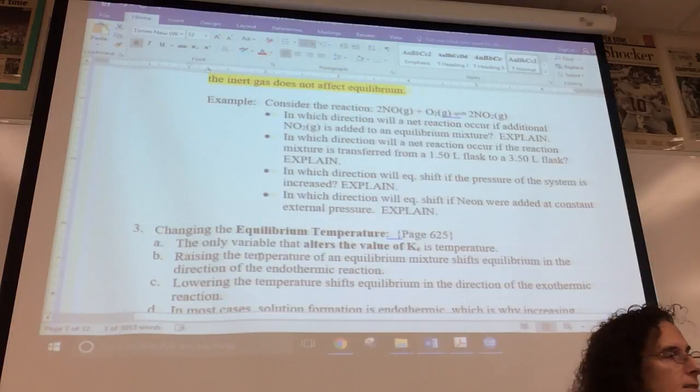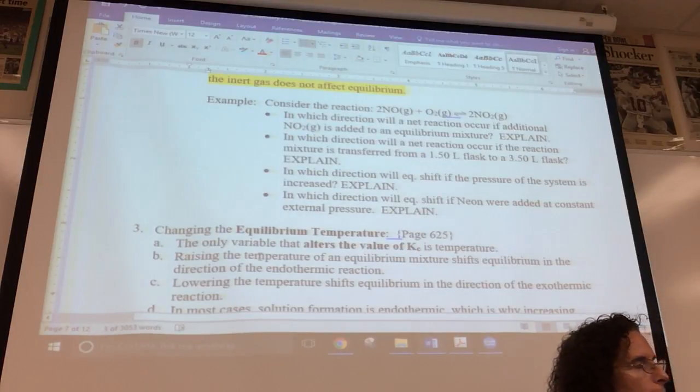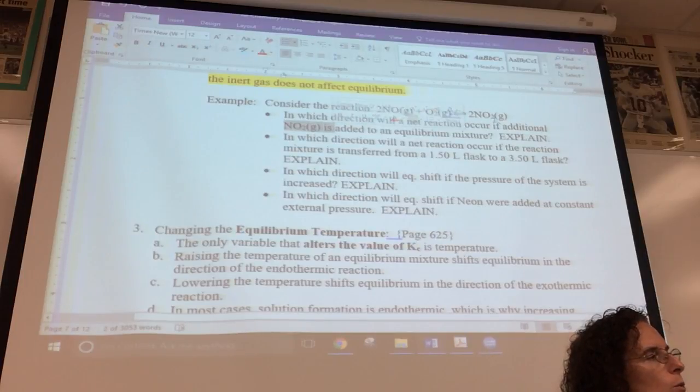It says, consider the reaction generating nitrogen dioxide from nitrogen monoxide and oxygen gas. In which direction will a net reaction occur if additional nitrogen dioxide gas is added? Equilibrium will shift to the left to use the nitrogen dioxide added.